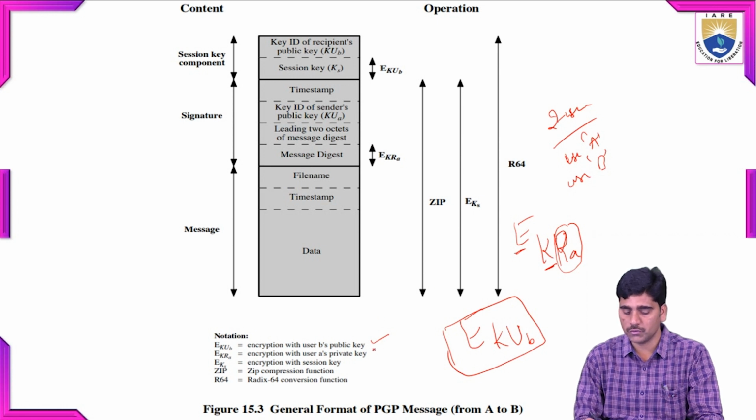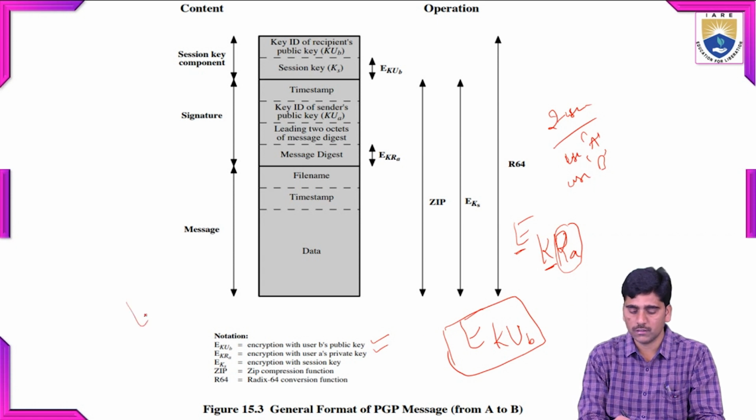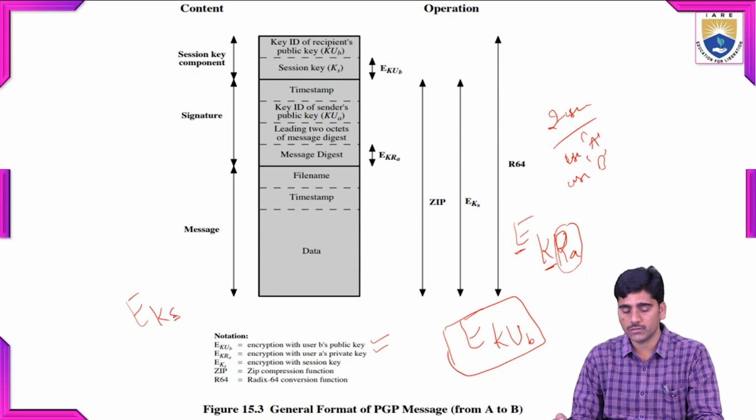Here encryption is with the user's private key, and encryption with the session key is E, K, S. So it indicates encryption with the session key. And then next is the zip compression function, and the next one is R64, the radix 64 conversion function. So these are the notations that indicate the IDs of the generated keys.